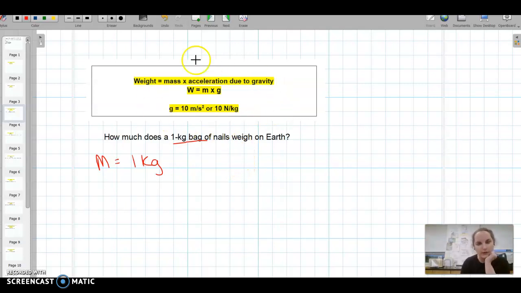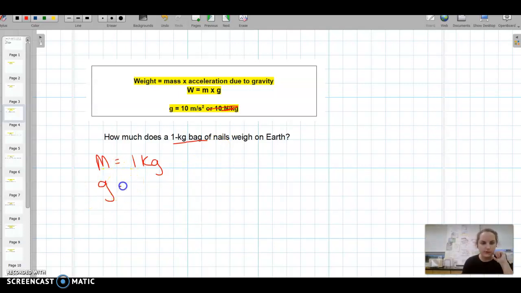Now we look at our handy-dandy equation. Weight is equal to mass times acceleration due to gravity, or W equals m times g, where m is your mass in kilograms and g is your acceleration due to gravity, which is 10 meters per second squared. You can just ignore this other conversion; we're not going to use it. So we know our mass, and now we know g.